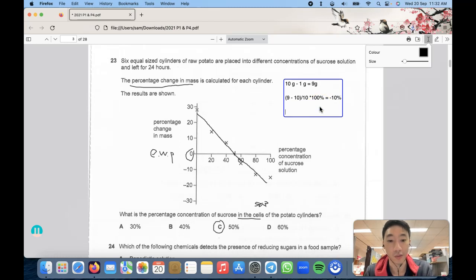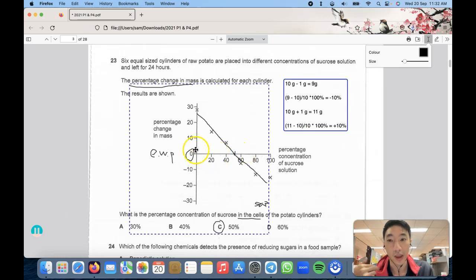Okay, then let's try that again for an increase in mass. So let's say that I have a potato which is 10 grams, it has gained 1 gram, so now it's 11 grams. Okay, so I have to take the final, which is 11 grams, minus the initial, put that in brackets, divided by the initial mass, multiplied by 100% to give me positive 10%. Okay, so this potato has a positive increase in mass of 10%.